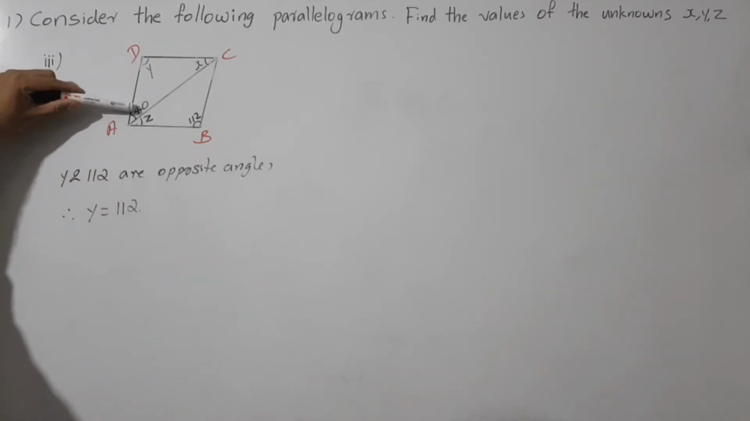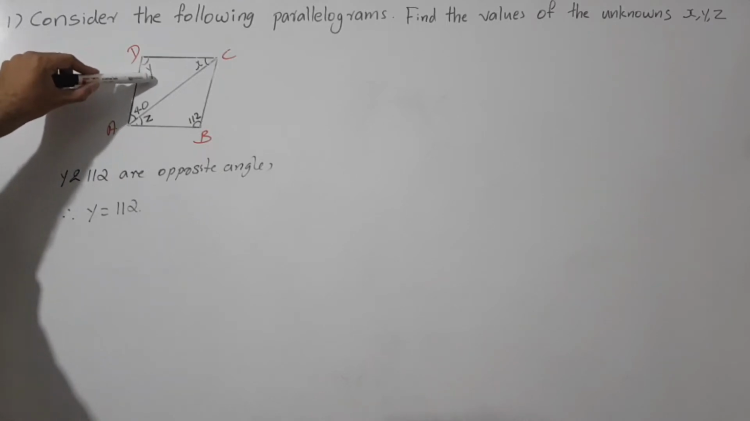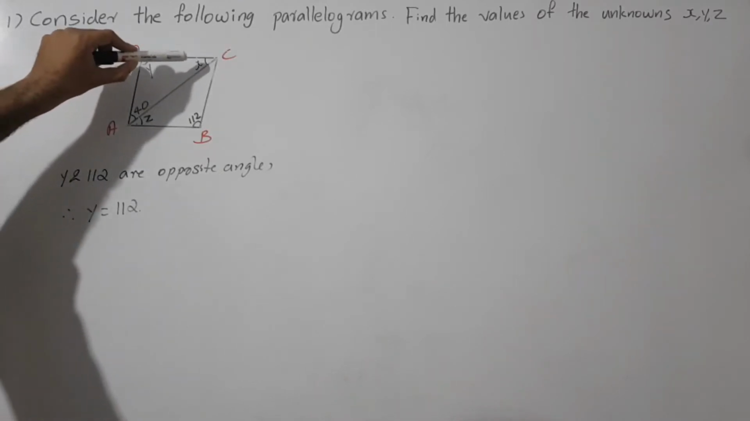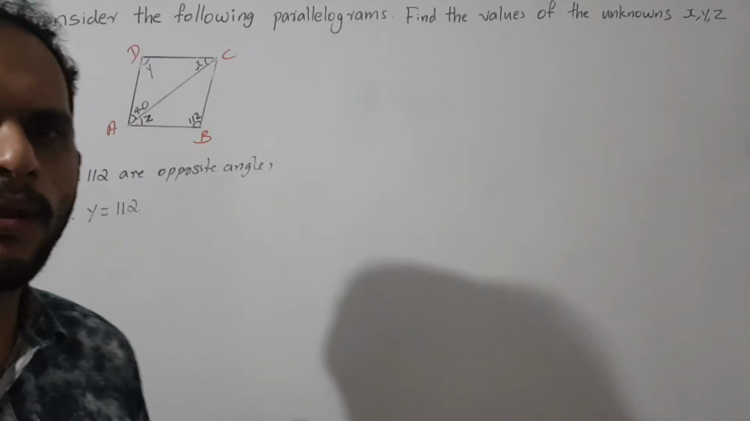This angle value is 40 and now we got the angle value of y, the angle value of D. Then it is very easily possible to find the angle value of x by using the angle sum property of triangle.